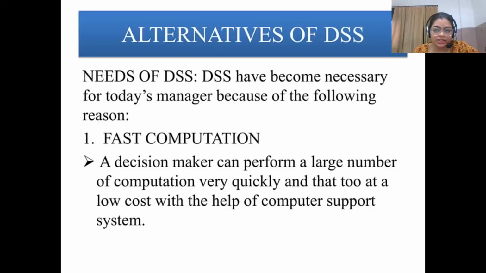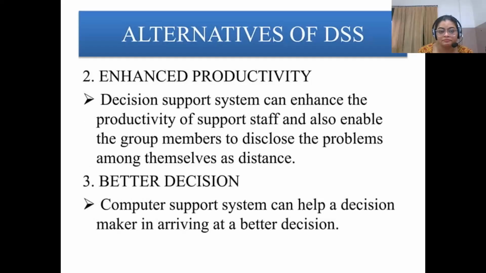Now we can look at the need for DSS. DSS has become necessary for today's managers because of the following reasons. First is fast computation. A decision maker can perform a large number of computations very quickly, and that too at a low cost, with the help of a computer system. So it is very necessary that a DSS is a very fast computation system, so that you can perform a large number of computations very quickly through this DSS.